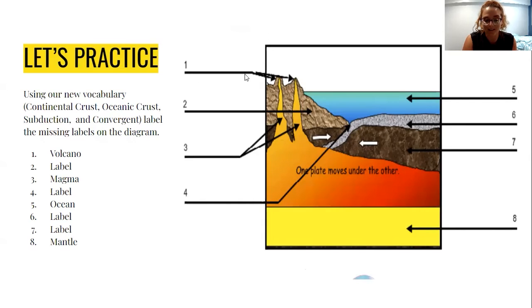Number 1 is our volcanoes that are formed. So let's think about what type of plate boundary is going to form a volcano. Number 3 is that magma. It's that molten rock in the mantle. Number 5 is the ocean pushing down on that new piece of crust right there. And number 8 is the mantle.